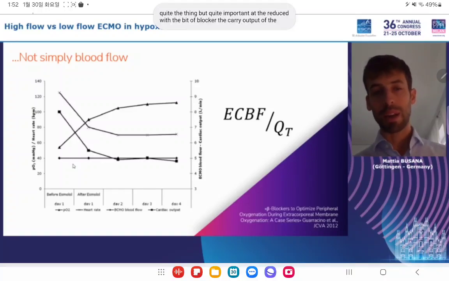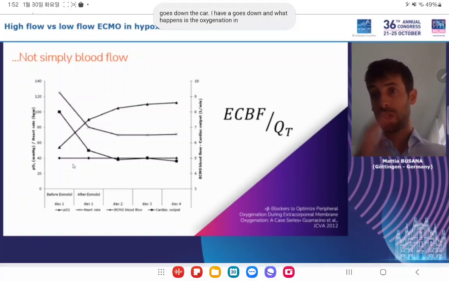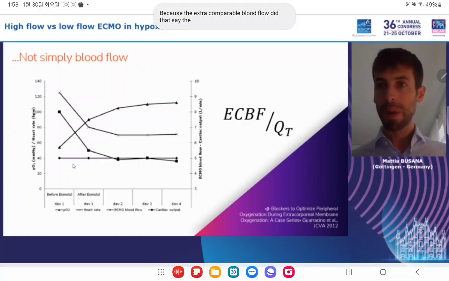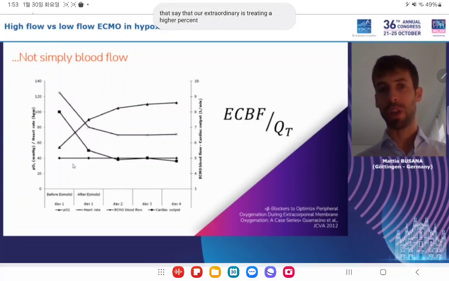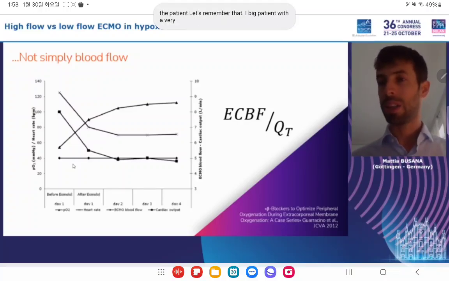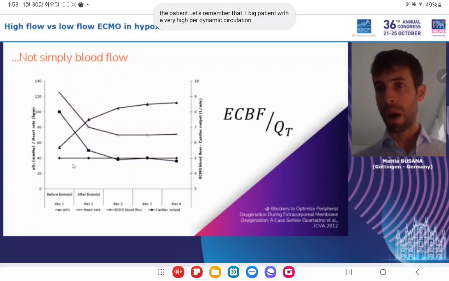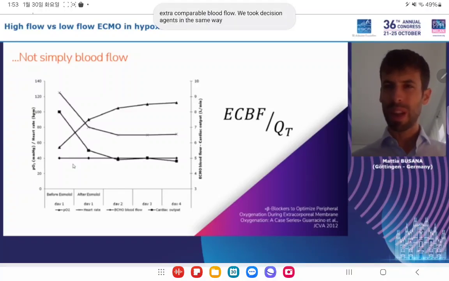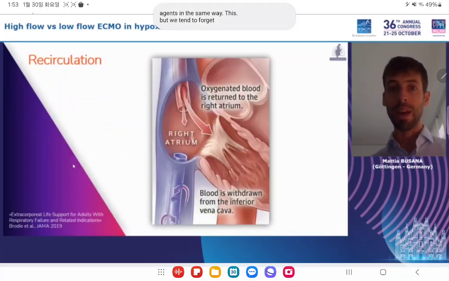And you see the heart rate goes down, the cardiac output goes down, and what happens is that the oxygenation increases. Why? Because the extracorporeal blood flow, let's say that our extracorporeal therapy is treating a higher percentage of the cardiac output of the patient. Let's remember that a big patient with a very high hyperdynamic circulation needs more extracorporeal blood flow to oxygenate it in the same way. This is known, but we tend to forget, I think, clinically.